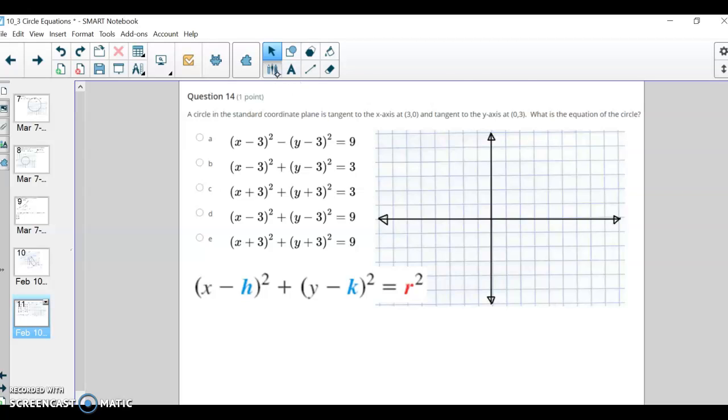All right, this is the ACT circle homework deal number 14. We have to do a circle in the standard coordinate plane tangent to the x-axis at (3, 0).